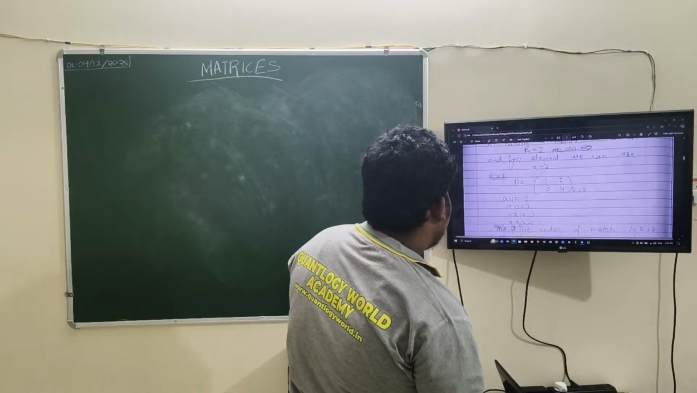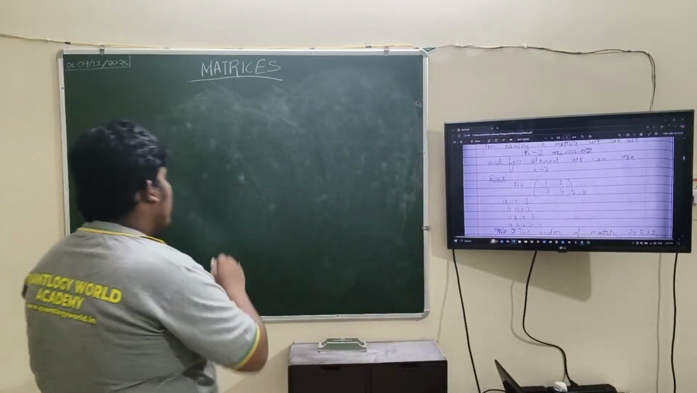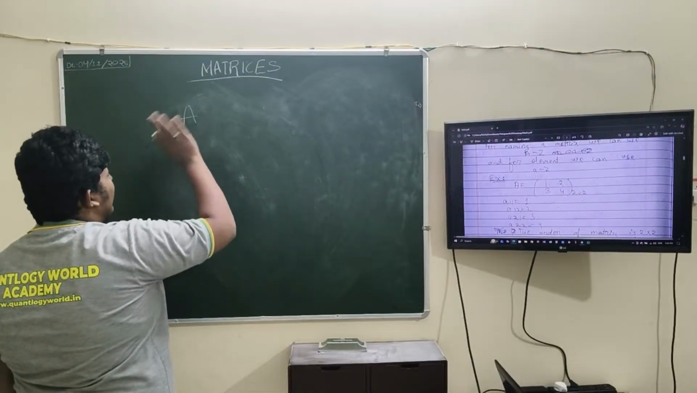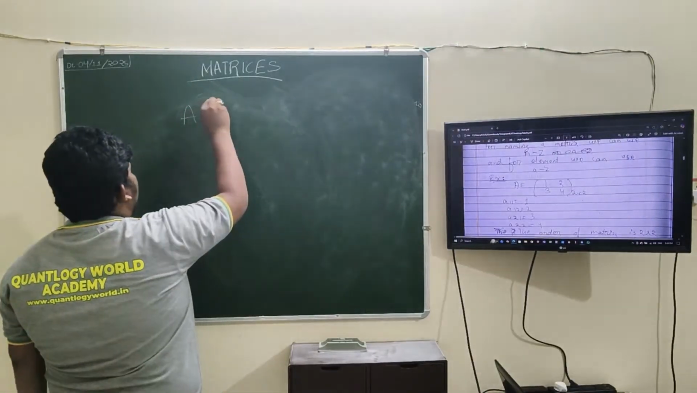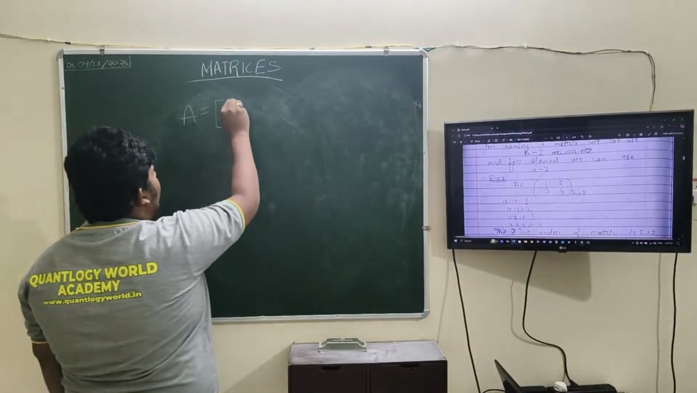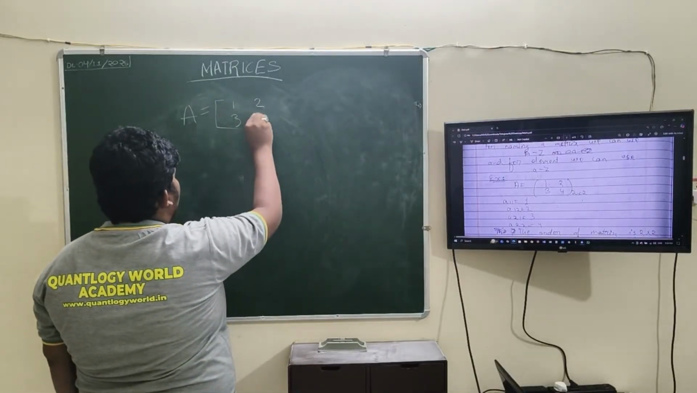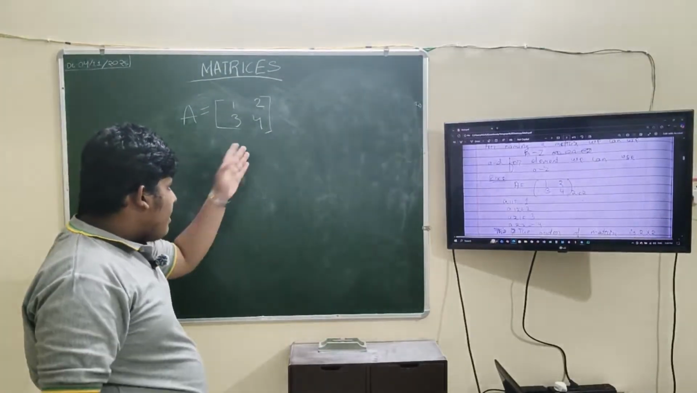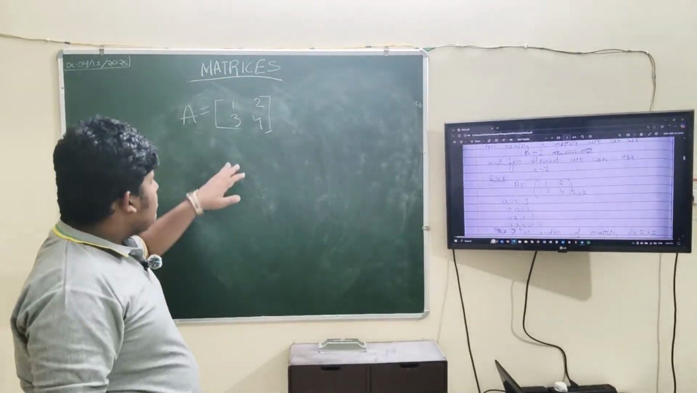Let's give an example of a matrix. Let's take A is a matrix 1 2 3 4. So how can we write the order of the matrix?